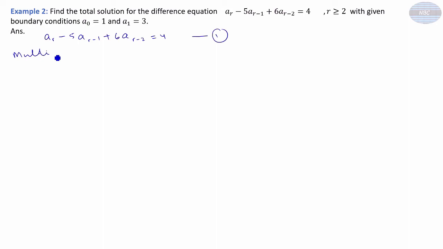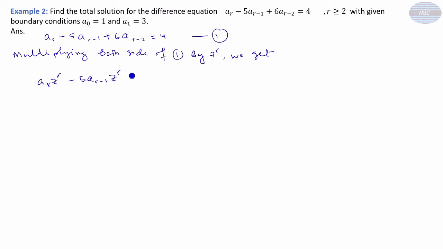Multiplying both sides of 1 by z to the power r, as we did in the first example, we get ar into z to the power r minus 5 into ar minus 1 z to the power r plus 6 ar minus 2 into z to the power r is equal to 4 into z to the power r. Let it be equation 2.